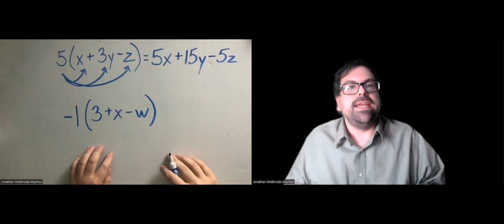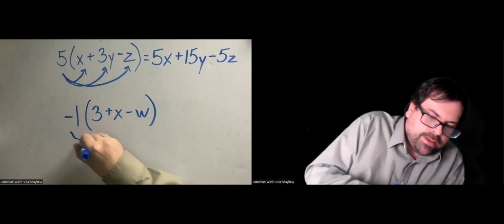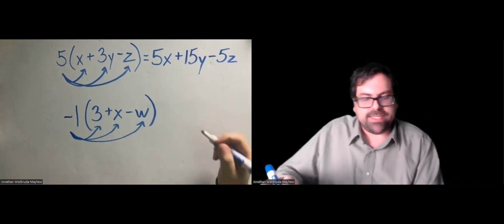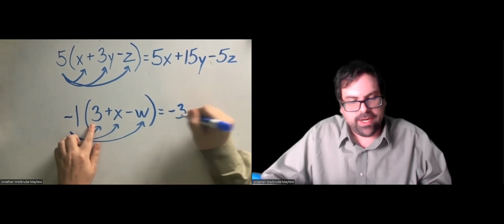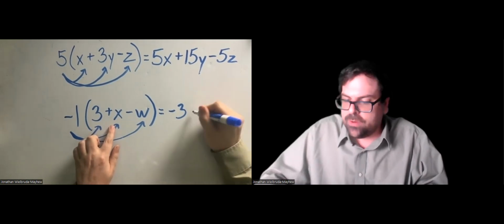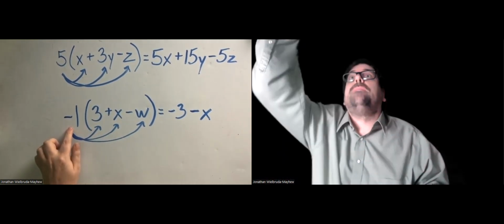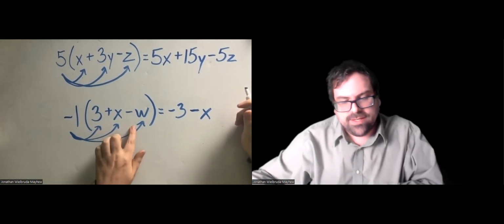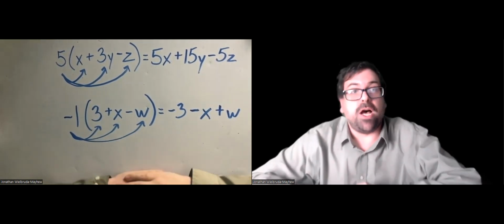Next, let's look at distributing a negative 1 through 3 plus x minus w. Multiplying each of these by negative 1 is going to give us the opposite. Negative 1 times positive 3 would be negative 3. Negative 1 times positive x would be negative x. Sorry about that. Negative 1 times negative w is positive w.